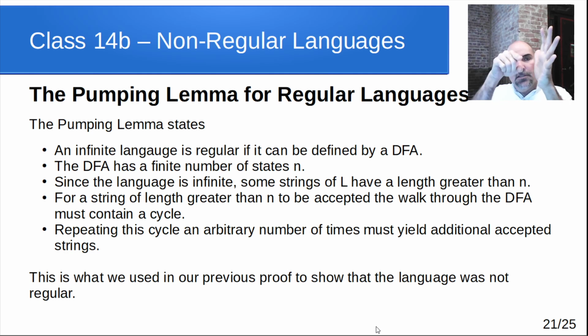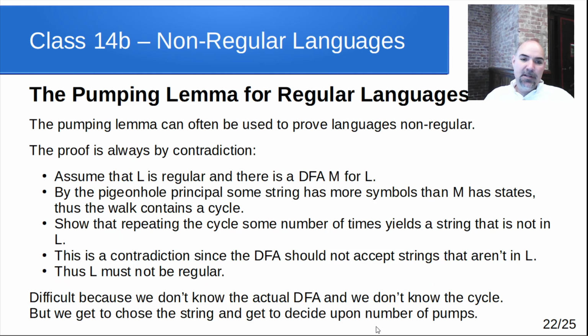We could repeat it once to pump once, or twice, or 3 times, and we're always adding symbols. Because this is a DFA, there are no lambda transitions causing it to have a cycle. It has to be associating that edge that it's traversing with a character. So we could repeat that 0 times or 1 time or 2 times or 3 or any arbitrary number to always have additional strings in the language. So that's what we used in that previous proof: a version of that Pumping Lemma.